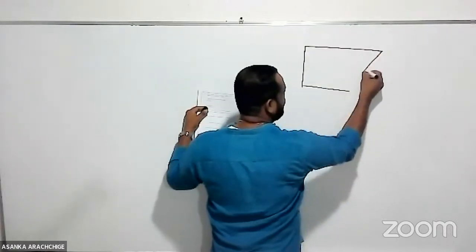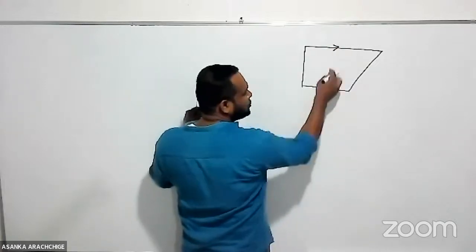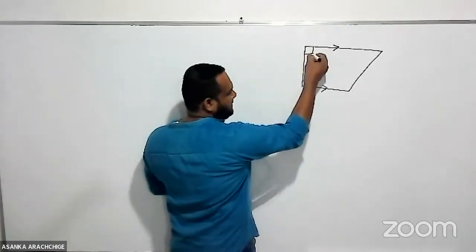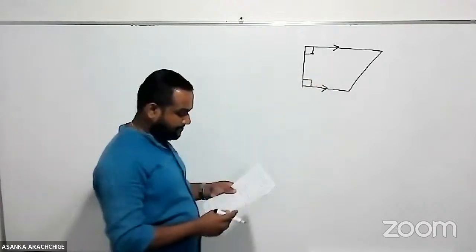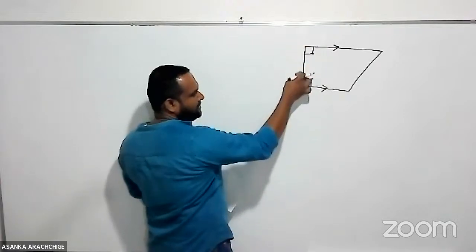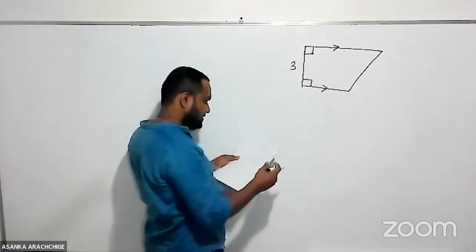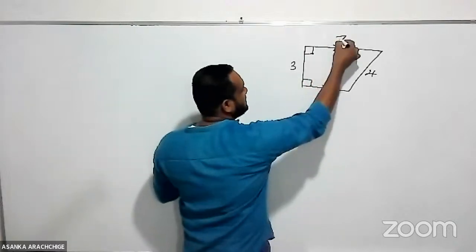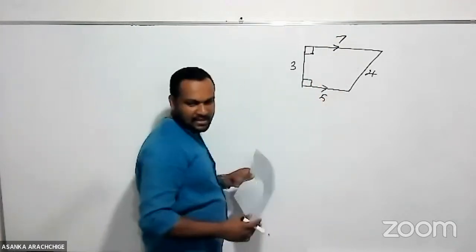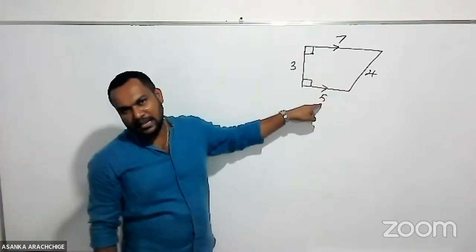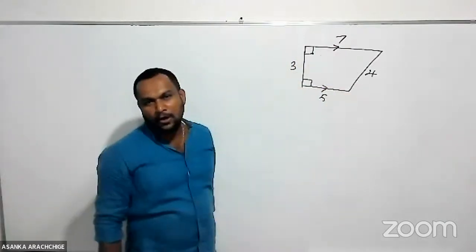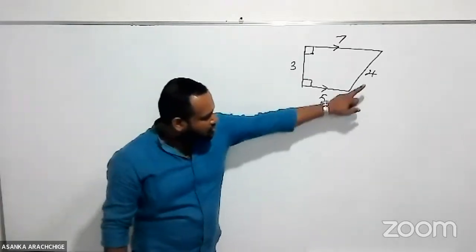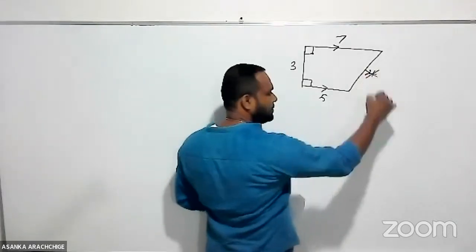Here, you are given a trapezium like this, where these two sides are parallel. You can see the right angle symbol over here, right? The length of this side is given to be 3 centimeters. This side 4 centimeters, all are in centimeters. This is 7, while this is 5. Now these are the two parallel sides. Tell me, out of these 4 measurements, which is the one which is not useful? This one, right? Then this is not useful.